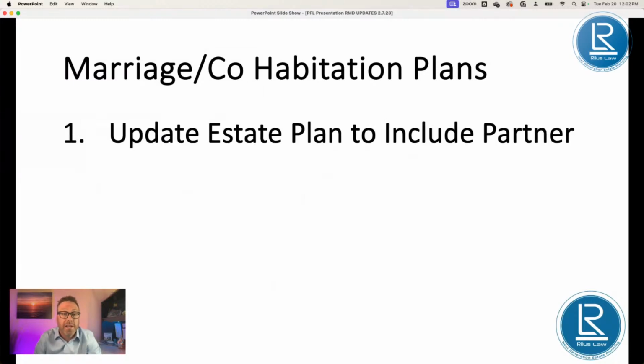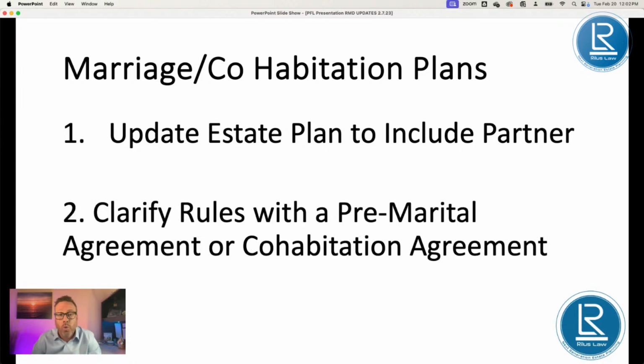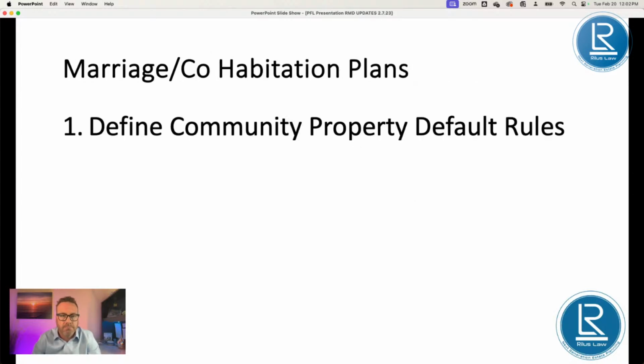So what a marriage plan is, it's an estate plan. So we're going to emphasize the positive. It's not just the negative, what happens if the relationship ends. A marriage plan is also just to have a plan. Who's going to do what? Who's paying for what? Where do things go? So it's an estate plan plus clarifying the rules and opting out of the default rules with a premarital agreement.